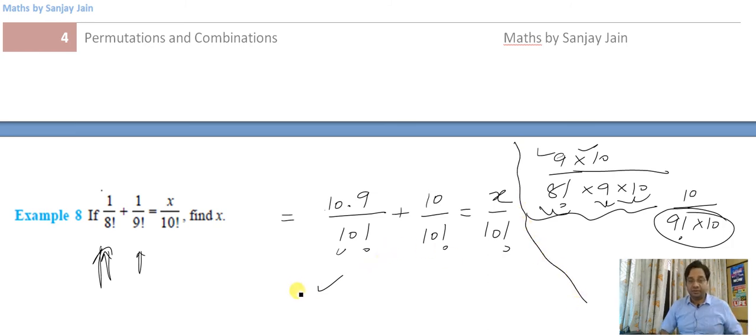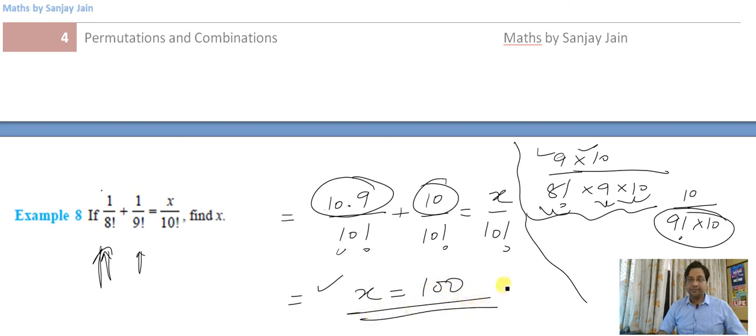Whatever I did was to make the denominator same. Now I can simply ignore the denominators, and x is equal to 10 into 9 plus 10, that is 100. I hope you got this idea.